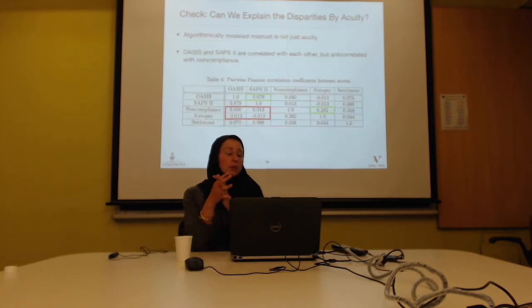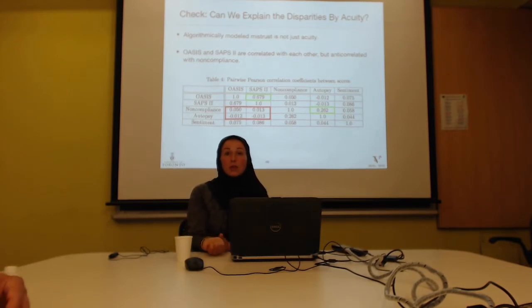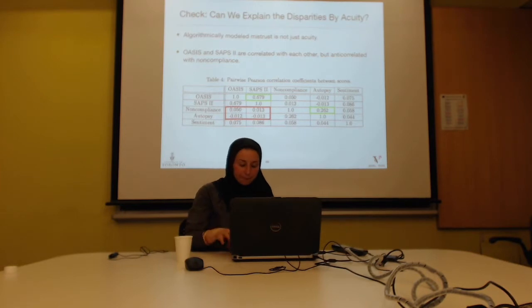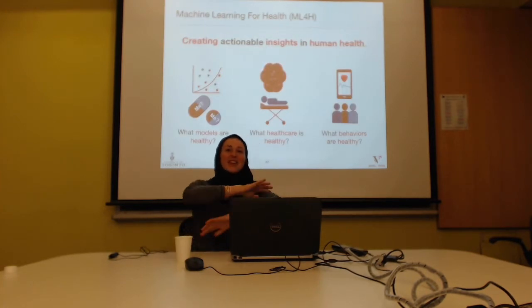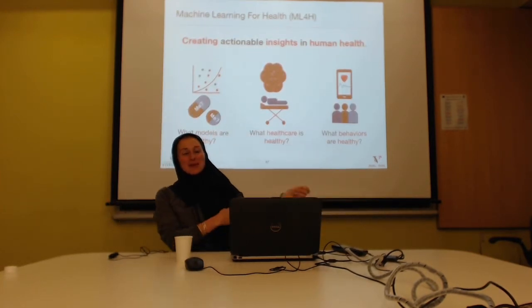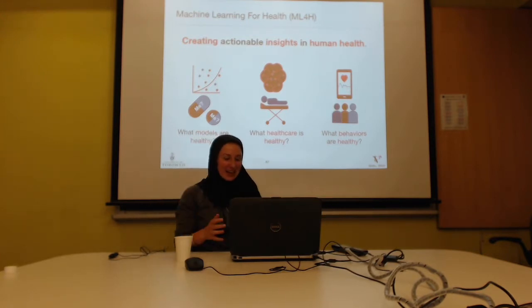And then the final thing that we wanted to check was whether maybe this mistrust thing is just cheating. Maybe it's just one of those risk scores that you already have. So we show here that our mistrust score is not correlated with any of the other mistrust scores or with the acuity scores that exist in the ICU. It's more correlated with things like non-compliance and a demand for an autopsy because you believe that a medical error was made. So that's all of the work that I'm going to present. I promise. I know it's a lot.